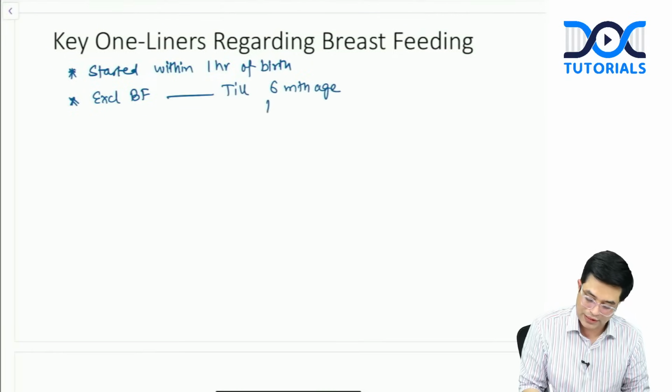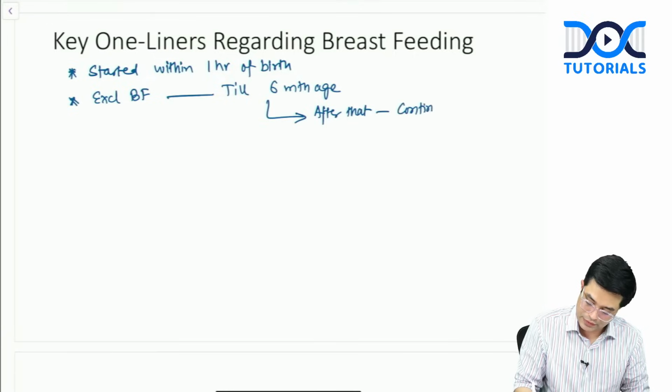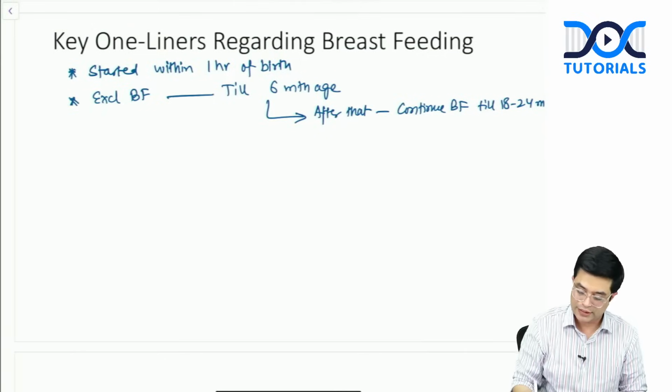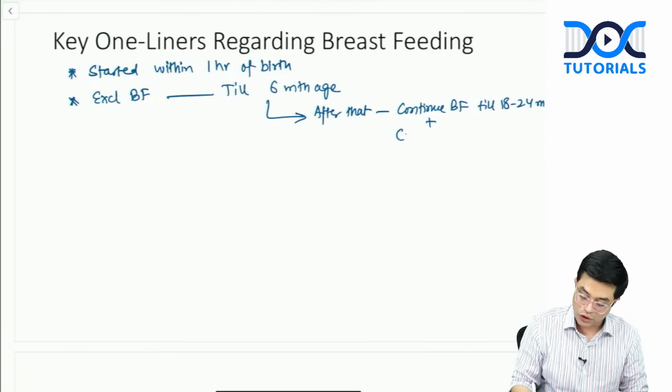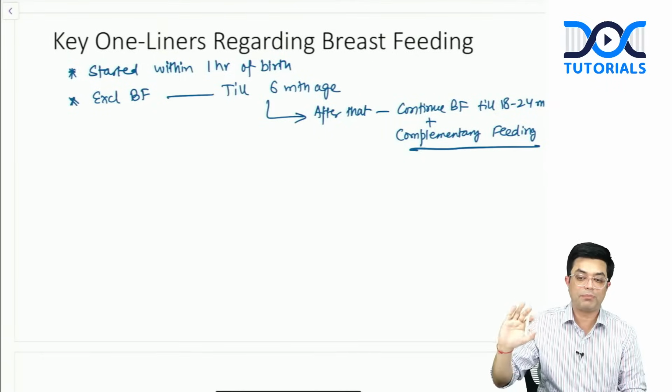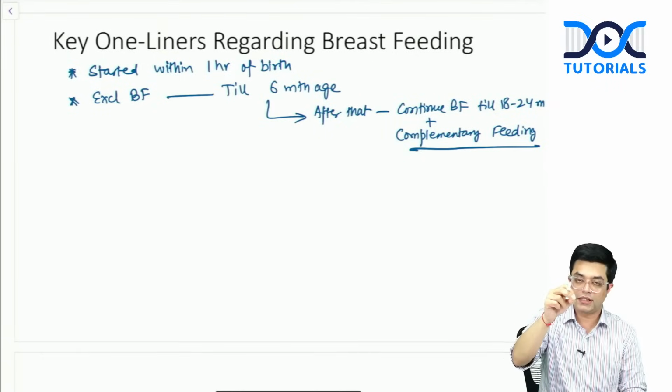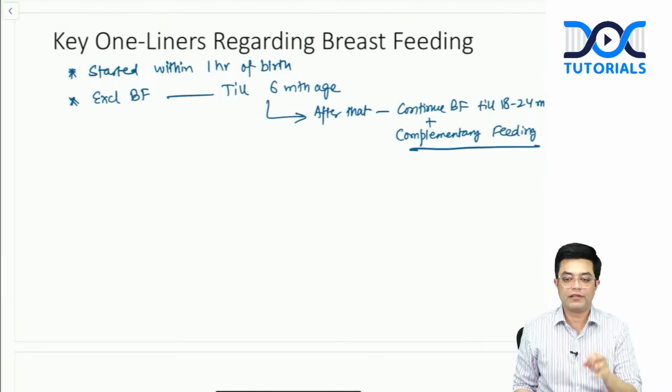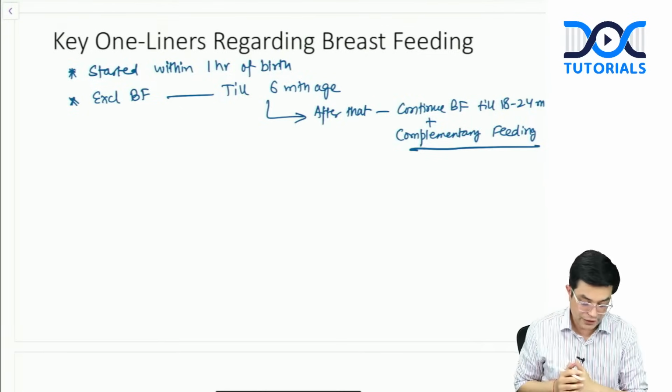उसके बाद क्या करेंगे? क्या बंद कर देंगे? After that बंद नहीं करेंगे. You continue breastfeeding till 18 to 24 months of age. 24 month यानी कि 2 साल के बाद बंद करेंगे. साथ में देंगे complementary food. So complementary feeding should be started. So semi-solids will be introduced in the diet, right? There is no such thing as supplementary. Complementary feeding word याद रखना है. पुराना एक क्वेश्चन है उसमें supplementary feeding था, वो आंसर नहीं था. So complementary feeding should be given.